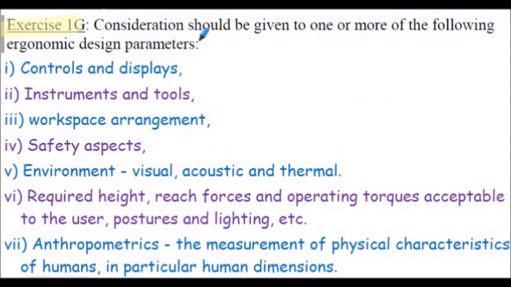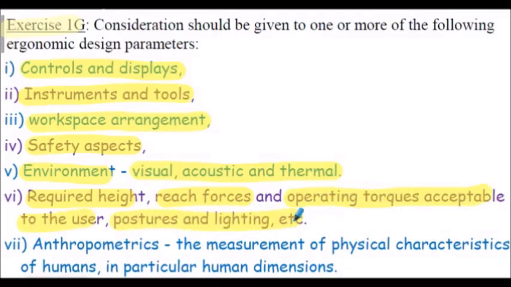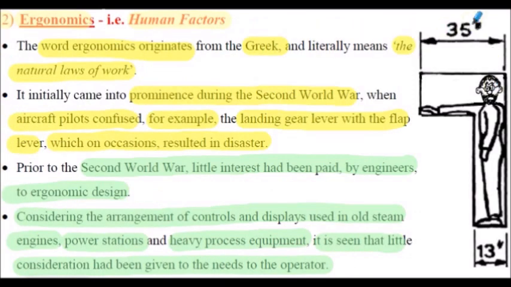So exercise 1G. Ergonomics is a consideration when we have controls in displays, instruments, various tools, workspace arrangements, safety aspects, environment, visual, acoustic and thermal, required height, reach forces, operating torque acceptable to the user, postures and lighting, etc. Anthropometrics is the measurement of physical characteristics of humans, in particular human dimensions. This illustration, showing the appropriate dimensions, which are actually in inches here, relates to anthropometric considerations.